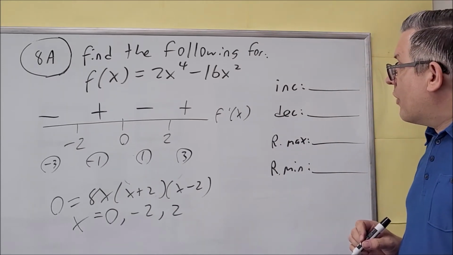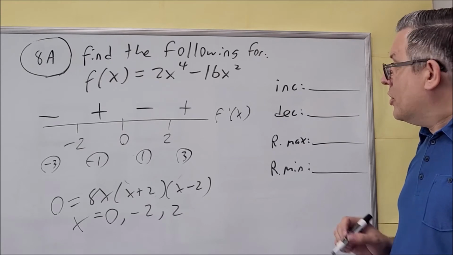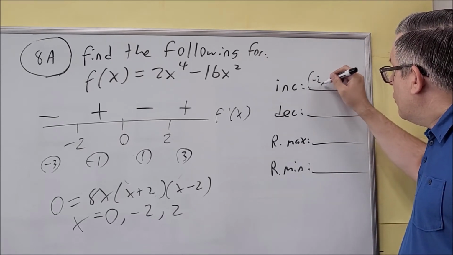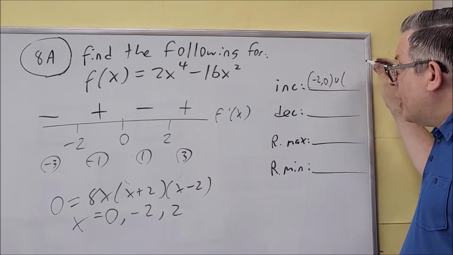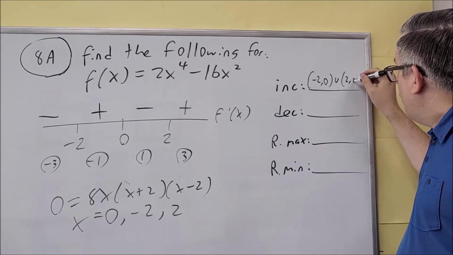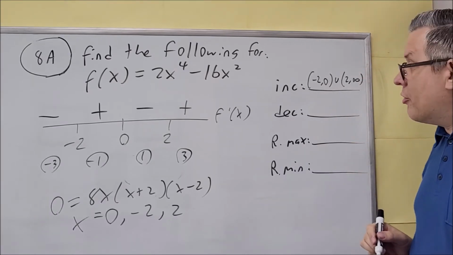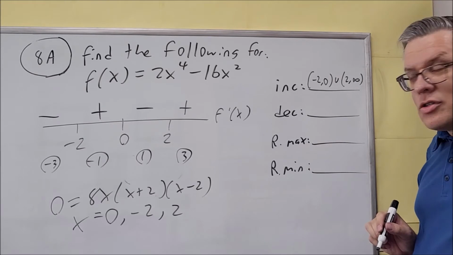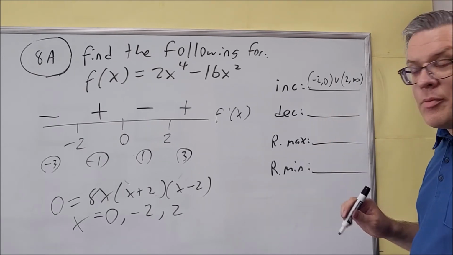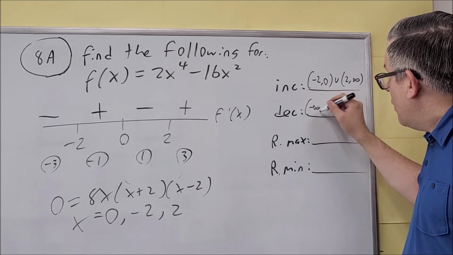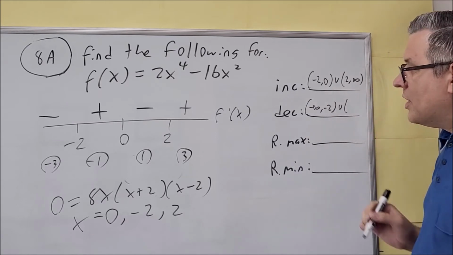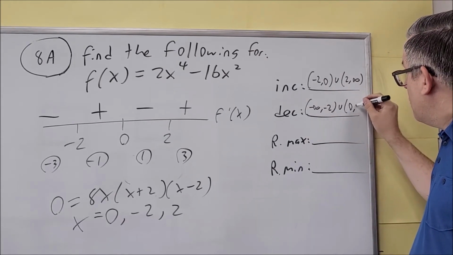For increasing, you have to put the ones that are positive. So it's going to be negative 2 to 0, and then from 2 to infinity. That's going to be your increasing intervals. That's where you have a plus. Decreasing is going to be where you have a minus. Negative infinity to negative 2, and then from 0 to 2.